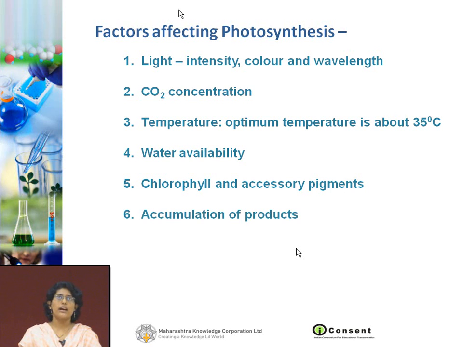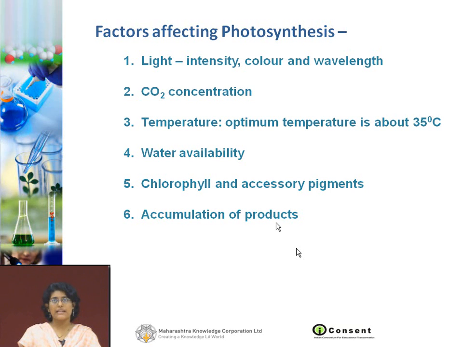The next factor which affects photosynthesis is accumulation of products. What are the products of photosynthesis? These are glucose, oxygen and water. Water is used for photosynthesis and it is also produced by photosynthesis, so we will keep it aside. Let's concentrate on glucose and oxygen. If glucose is sufficiently present in the leaves, that means plants have sufficient storage for food. In that case, the rate of photosynthesis will decline.